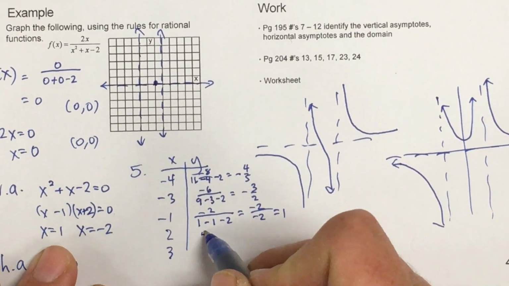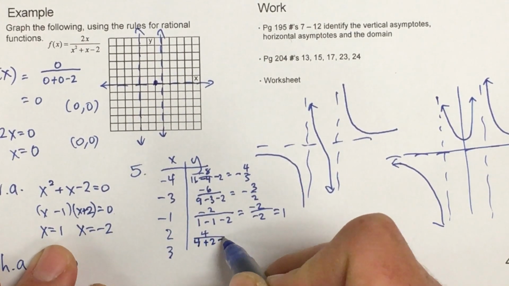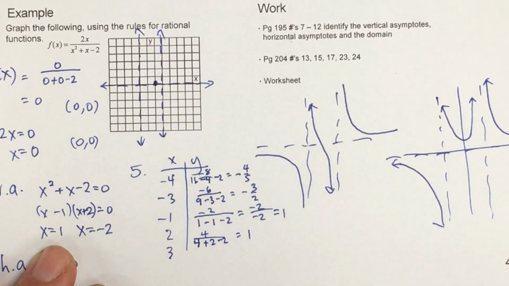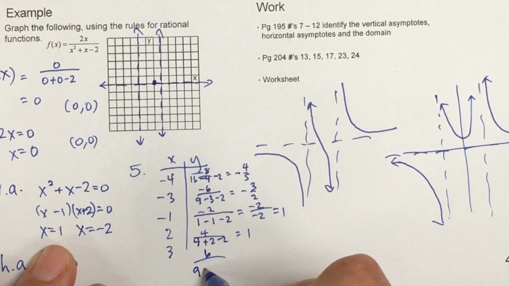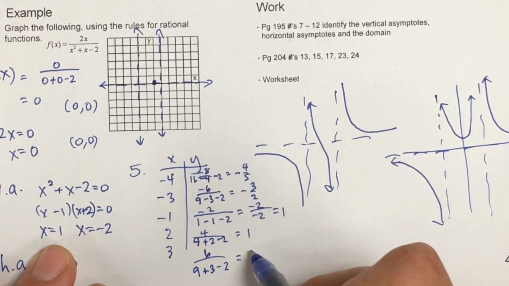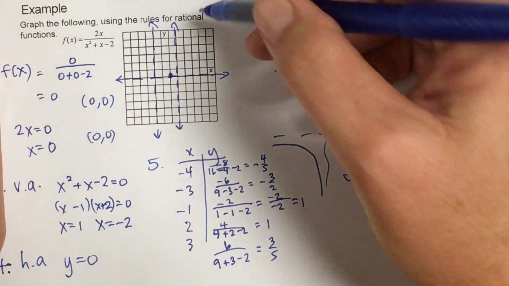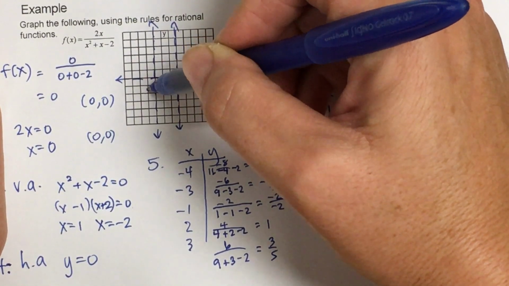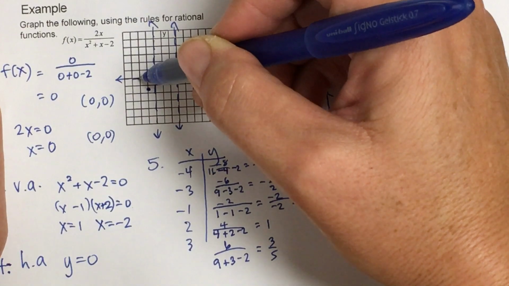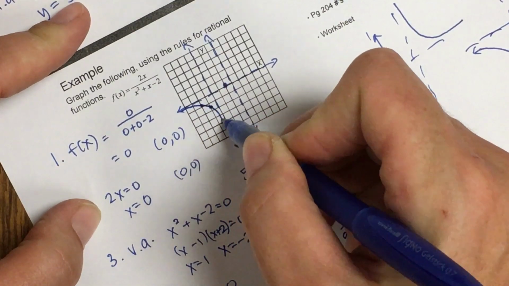Okay, let's try 2. So we're going to get 4 over 4 plus 2 minus 2. So is this a 1? I hope. And then 3 is going to be 6 over 9 plus 3 minus 2, that's a 10. So this is going to be 3/5, I think. Okay. Does that instill confidence when your teacher says maybe or I think? Negative 3 was at negative 3/2, so that's right here. Negative 4 was at negative 4/5, so that's actually more like right there. So I think what this is doing is going like this.